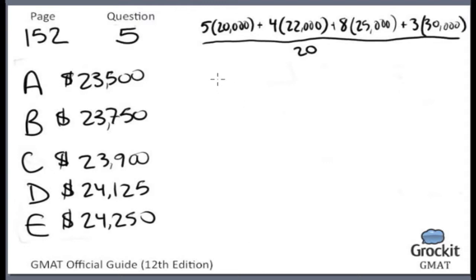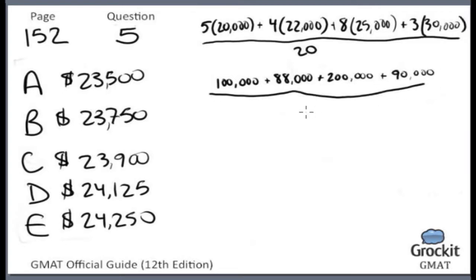So 5 times 20,000 is 100,000. 4 times 22,000 is 88,000. 8 times 25,000 is 200,000. And 3 times 30,000 is 90,000. We still have to divide the whole thing by 20.